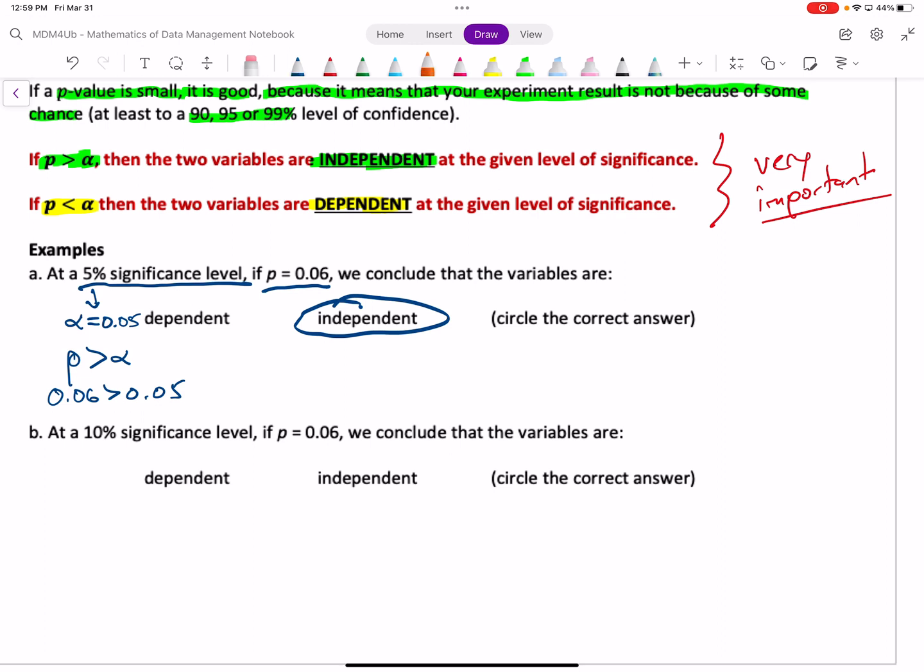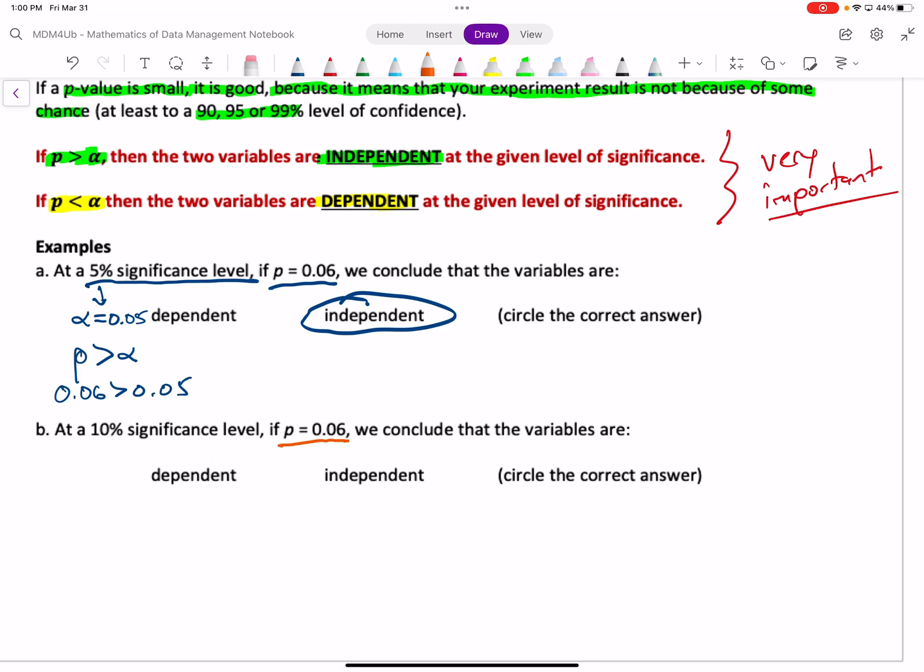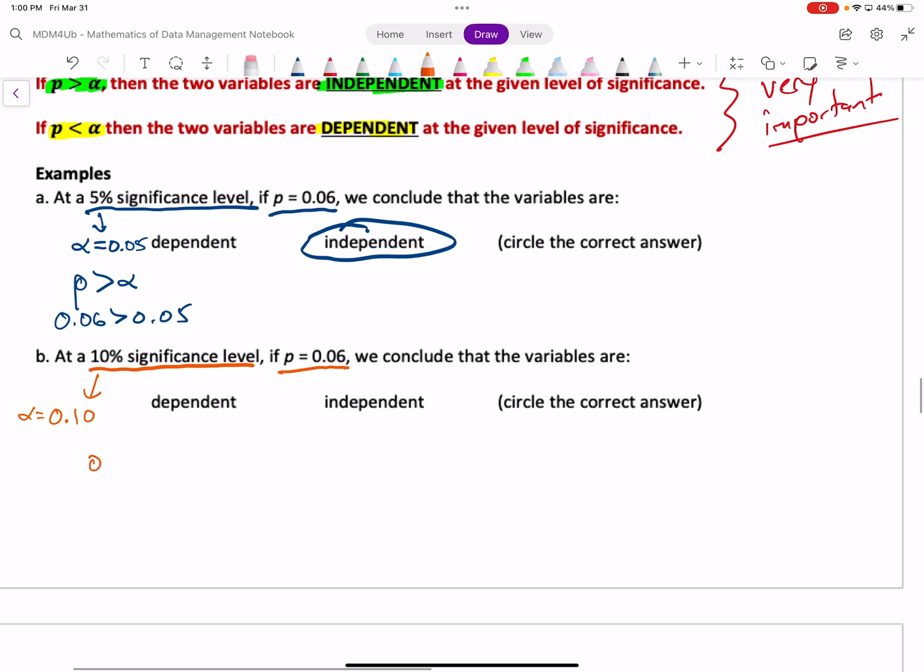Let's say I had the same p-value of 0.06, but I changed my significance level to 10%. So now this would be alpha equals 0.10. This time p is less than alpha. And I would say that the two things are dependent.